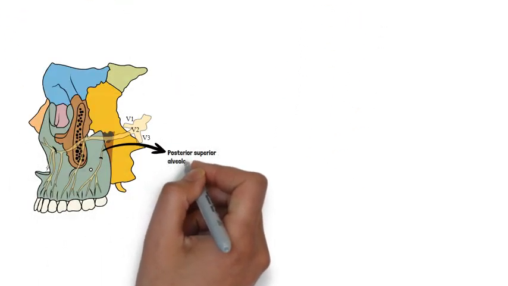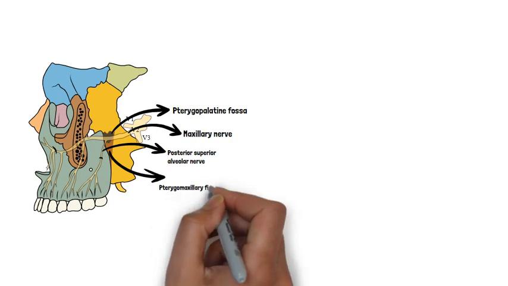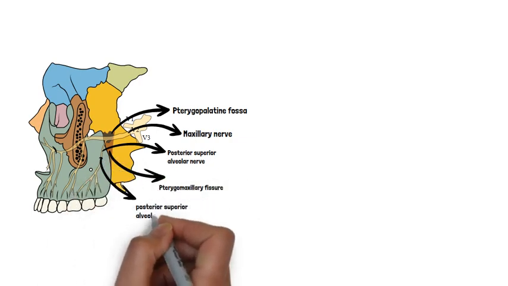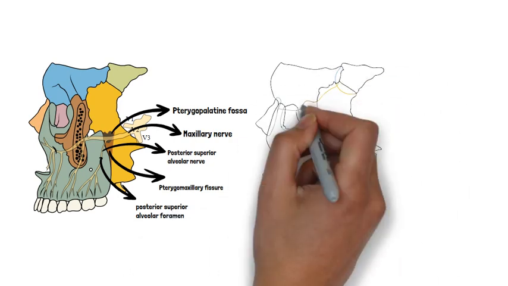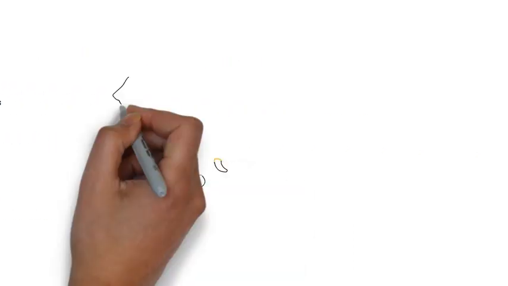The posterior superior alveolar nerve is a branch of the maxillary division of the trigeminal nerve. It divides from the maxillary nerve in the pterygopalatine fossa, and then after going downwards and forward it emerges from the pterygomaxillary fissure and enters the posterior superior alveolar foramen, from where it has branches to the posterior teeth. The pterygoid venous plexus and maxillary artery are located in the infratemporal space between the lateral and medial pterygoid muscle and temporalis muscle, just above the posterior superior alveolar nerve.